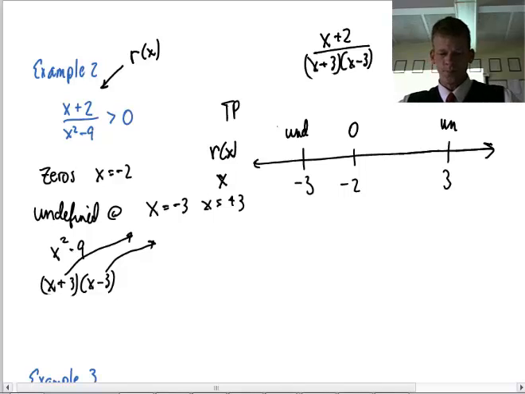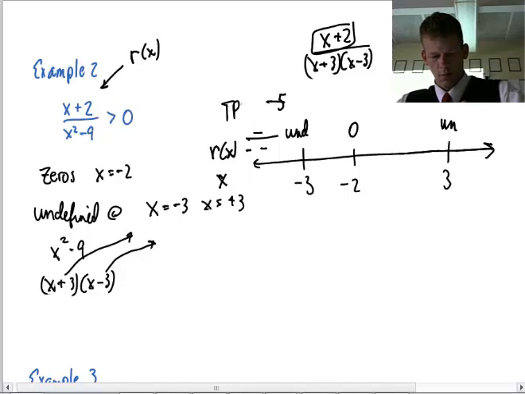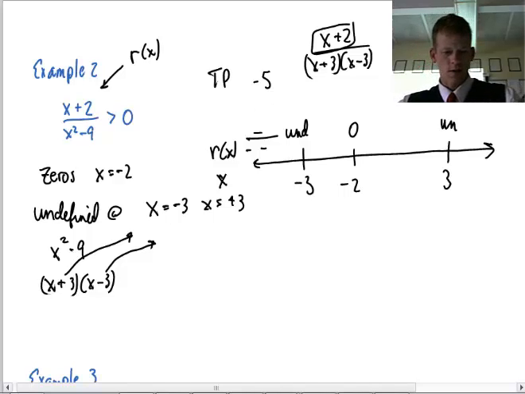So my test point over here will be like -5. I'll plug -5 into this equation, and I'm going to get a negative on the top, and on the bottom I'm going to get a negative and a negative. That result will be a negative. I'm just going to move this. Test point will be -5. So right here I'm going to write negative. That's negative on this interval.